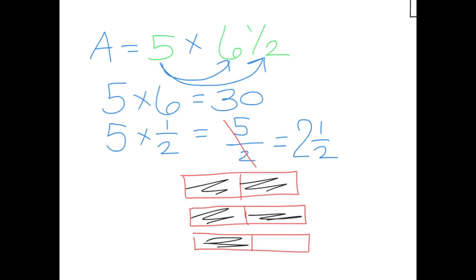I need to put the 2 pieces back together. So I've got 30 plus 2 and 1/2. Now, 30 and 2 are both whole numbers. I can add those together. That would give me 32. And then I've got a half plus no fraction over here, so that's just a half.